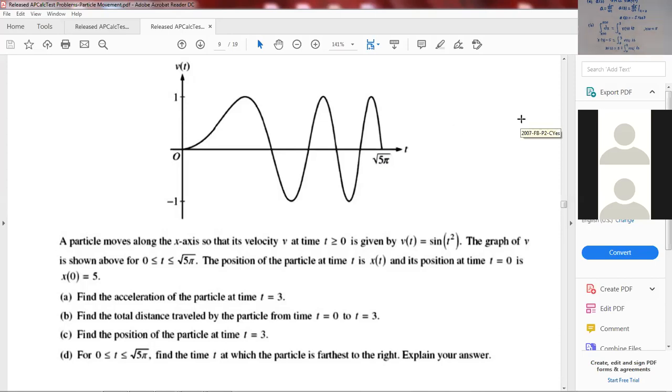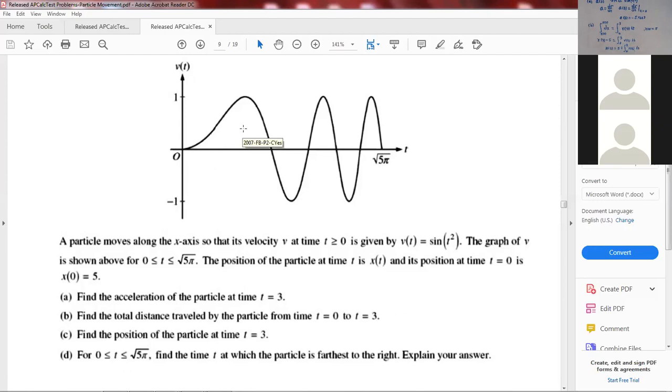¿Qué pasó, Ramírez? It's very simple. Miren, this is the last question, right? For this interval from 0 to square root of 5 pi, find the time at which the particle is farthest to the right, correct? Explain your answer. Remember that the displacement, the maximum displacement is the area. So check the areas you have here below. How's this area respect this area? How's this respect this one? How's that?